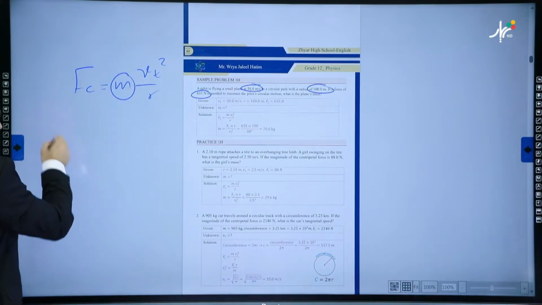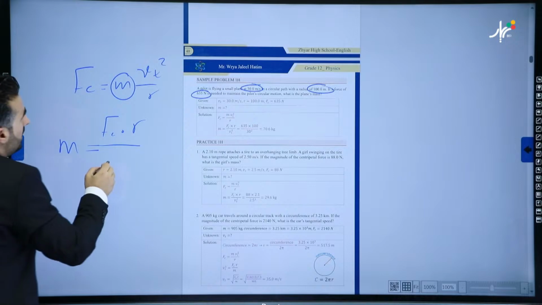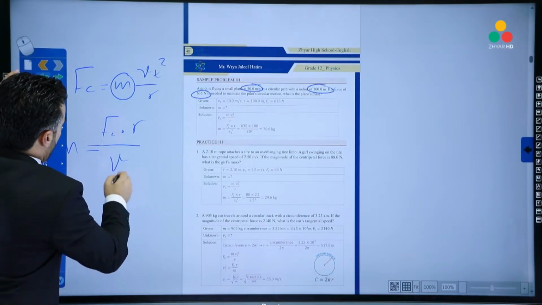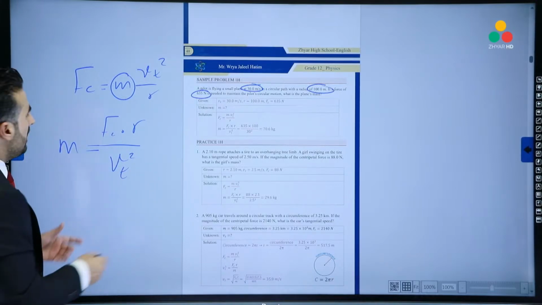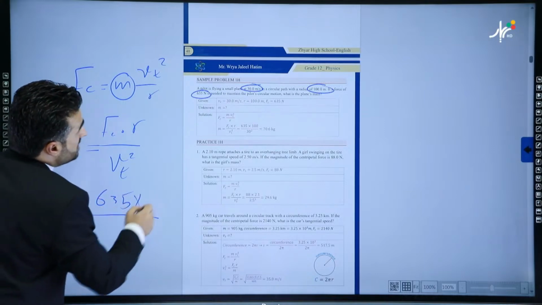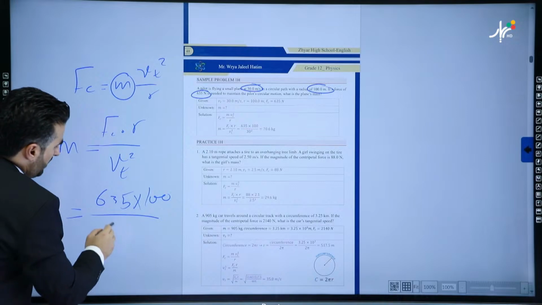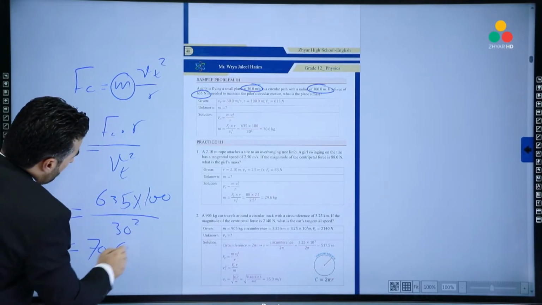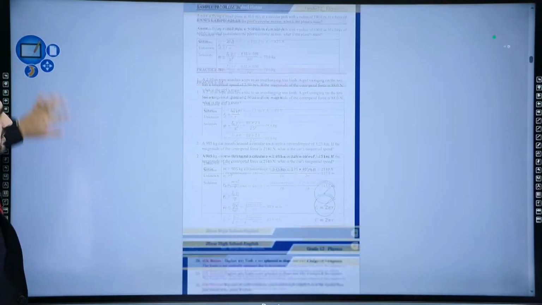You could cross multiply. So mass equals what? Centripetal force multiplied by the radius divided by what? Divided by tangential speed squared. You just plug in the numbers. The force is 635 times the radius, which is 100 meters, and then divided by the speed squared, which is 30 squared, and then you can find the answer, which is about 70.6 kilograms, and that would be the mass of the plane. That is for this sample problem.